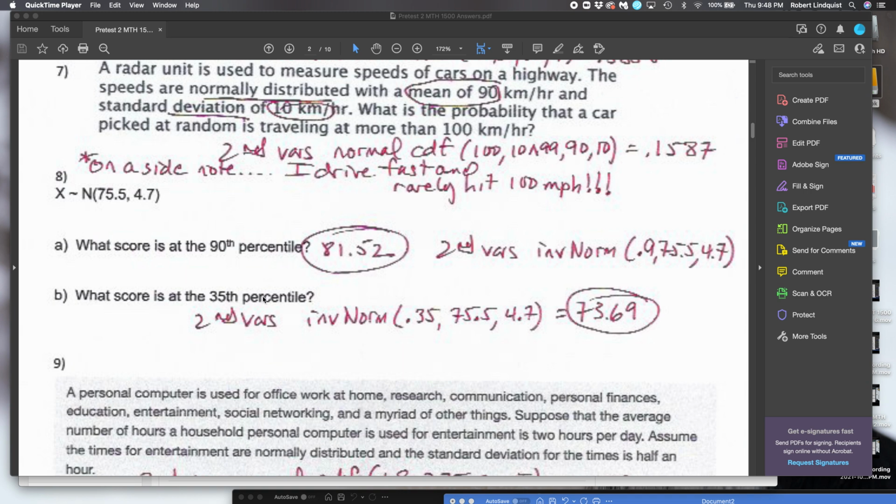What's the 35th percentile? Well, let's do it again. Second VARS inverse norm. But this time, instead of putting 0.9 for 90%, I put 0.35 for 35%. The mean is 75.5, and the standard deviation is 4.7. So it's always inverse norm, whatever the percentile you want, expressed as a decimal. Always expressed as a decimal. Then mean, then standard deviation.